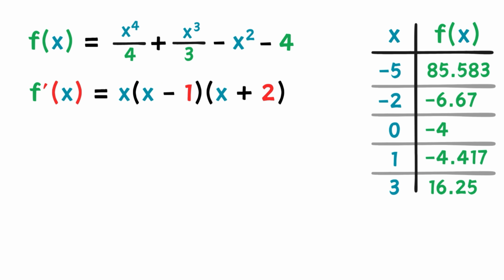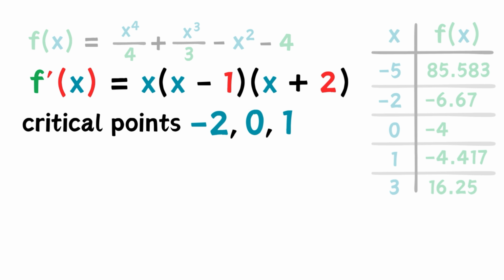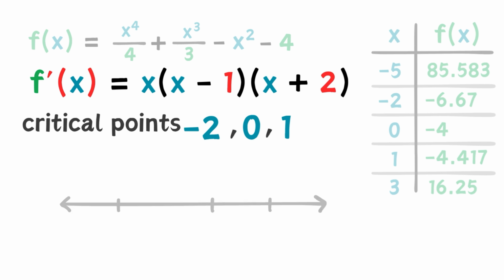Check out this example. Here, we're given the derivative along with some function values in a table. From the derivative, we can find the critical points. That's where the derivative equals 0 or is undefined. The derivative equals 0 when x equals 0, 1, and negative 2. To find whether these are maxima or minima, we can take a look at the intervals.